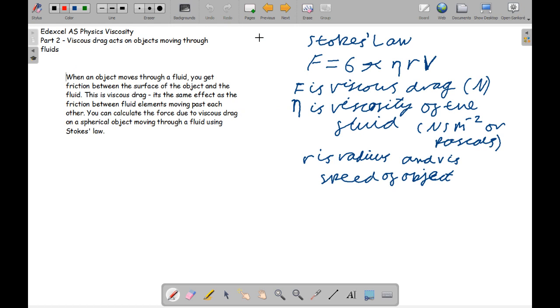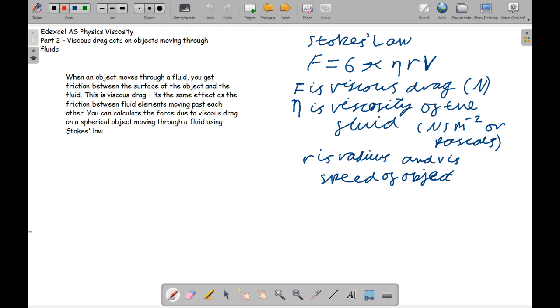The fluids generally flow faster if they are hotter. So, viscous drag on objects moving through fluids. When an object moves through a fluid, you can get friction between the surface of the object and the fluid. That's viscous drag. It's like having friction between fluid elements as they move past each other. If you can't remember what fluid elements are, go back and look at my tutorial on flow lines, and you can calculate the force due to viscous drag on a spherical object moving through a fluid using Stokes' law.